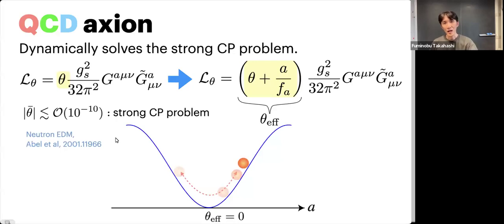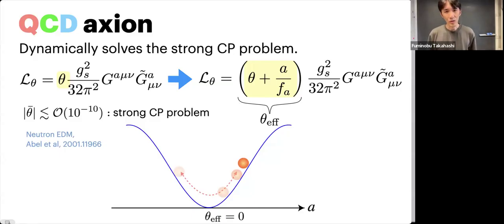And the idea of the PQ mechanism is to promote the theta parameter to a field, the axion field, here with decay constant f, so that the axion acquires a potential from its interaction with gluons, so that it is stabilized at the point where CP is restored, or the effective theta parameter vanishes. So whatever the theta parameter originally is, the axion is stabilized in such a way that it cancels the contribution of the theta parameter. And this is how the PQ mechanism solves the strong CP problem.